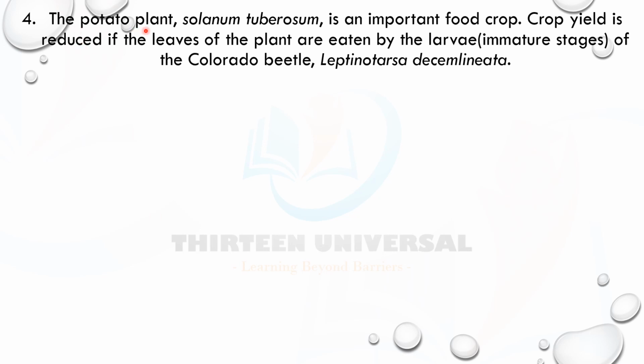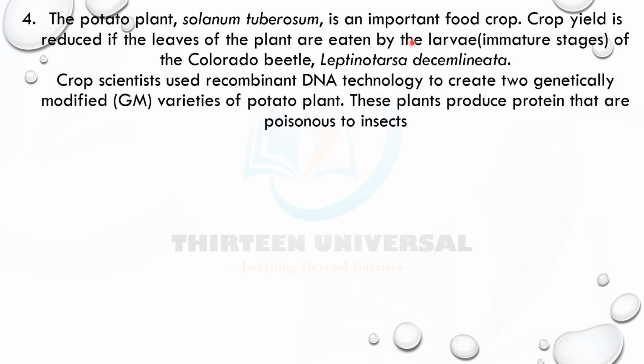Say the potato plant Solanum tuberosum is an important food crop. Crop yield is reduced if the leaves of the plant are eaten by larvae, immature stages, of the Colorado beetle, Leptinotarsa decemlineata. Okay, so it's talking about a particular plant.